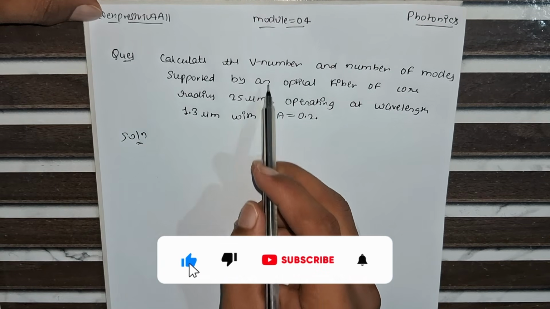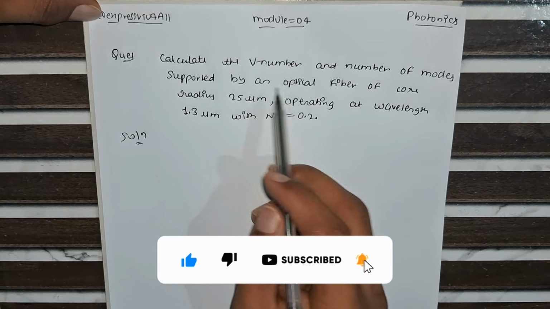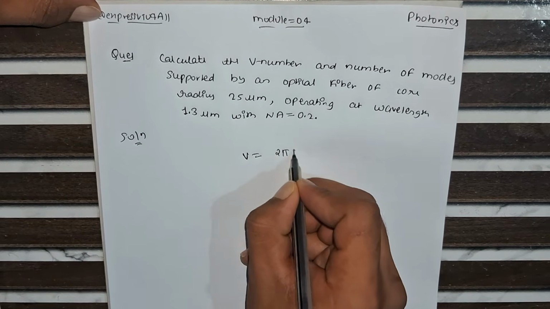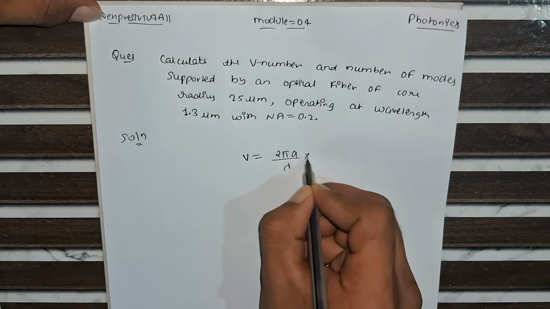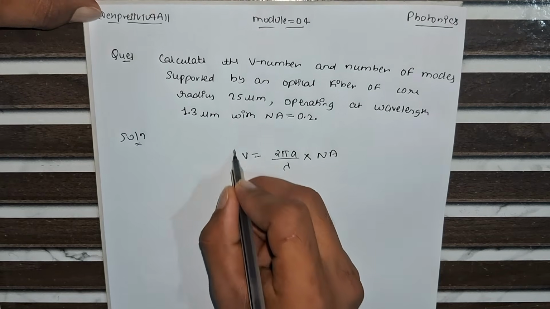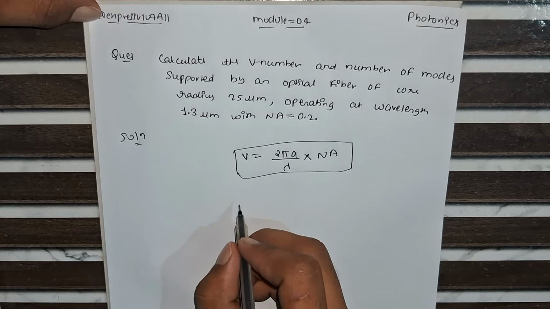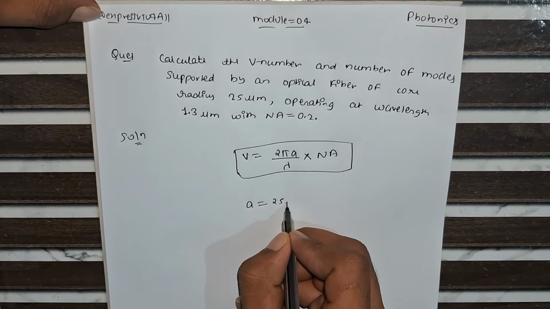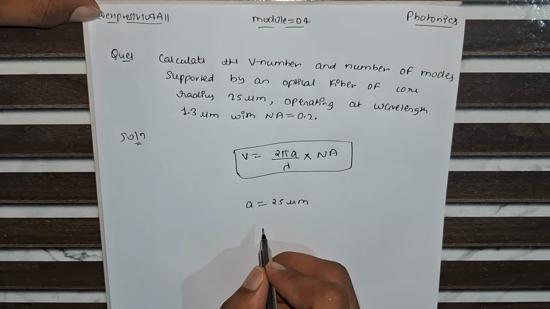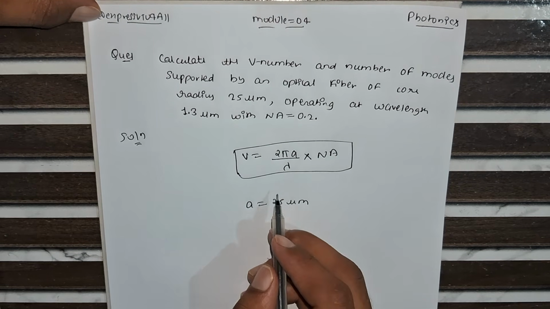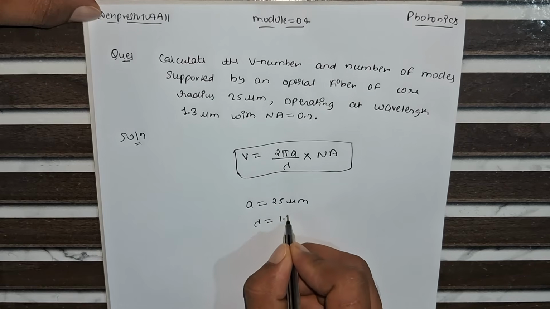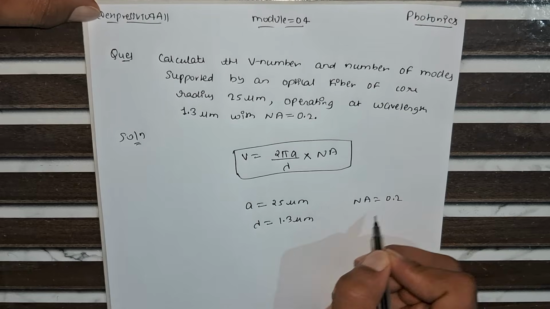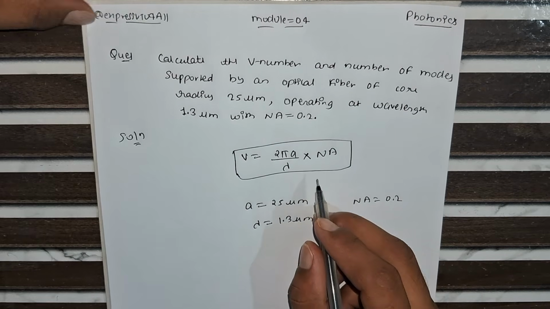In this question, we have to calculate the V number and the number of modes. So what is the formula to calculate the V number? V equals 2 pi a divided by lambda into NA, where NA is the numerical aperture. Here a is nothing but the radius, which is equal to 25 micrometer. And lambda is the wavelength, so lambda equals 1.3 micrometer and numerical aperture equals 0.2. So now put all the values in this formula to get the V number.